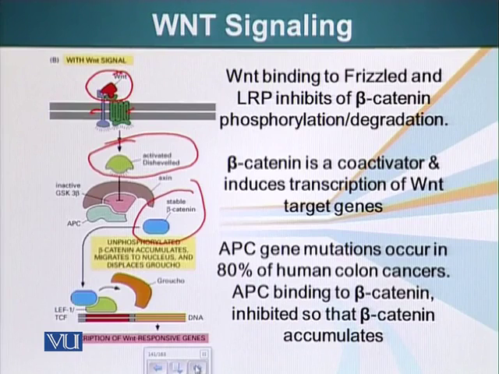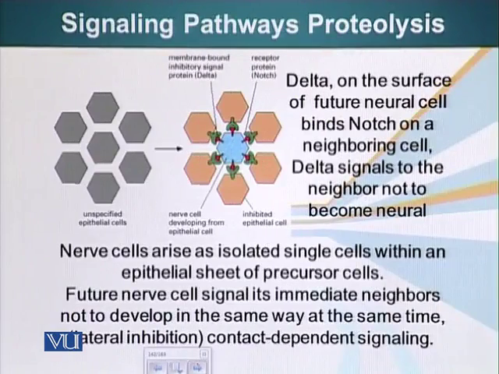As I mentioned earlier, APC gene mutations occur in 80% of human colon cancers. APC binding to beta-catenin inhibits it, so without APC, beta-catenin accumulates. When this beta-catenin accumulates, it can result in altered transcription, and it can also result in transcription of certain genes. Let's talk about another signaling system that involves proteolysis.